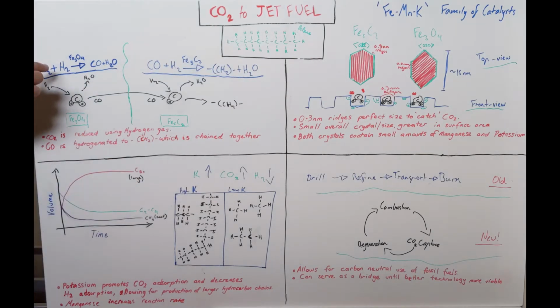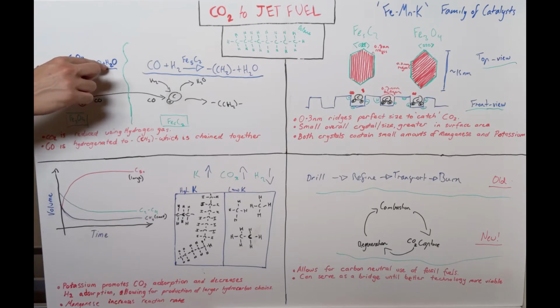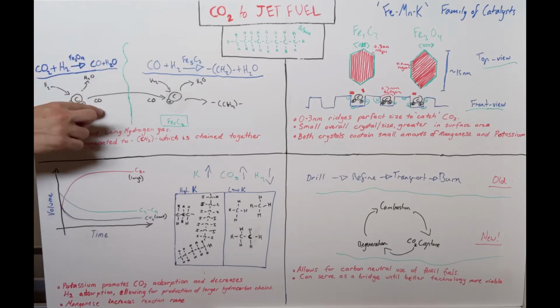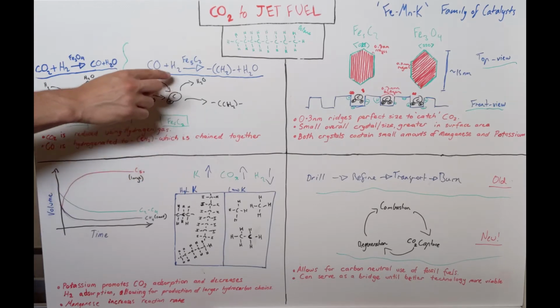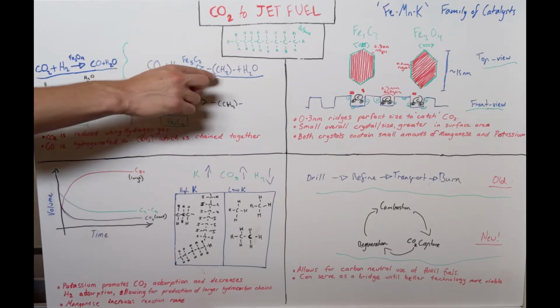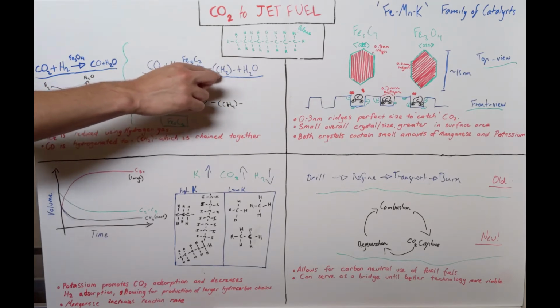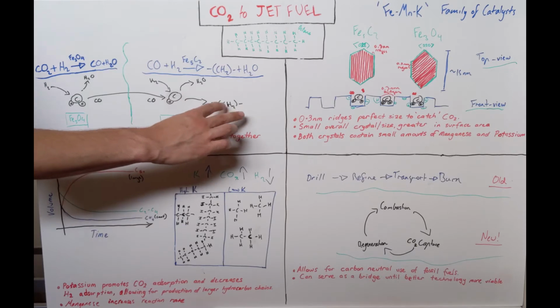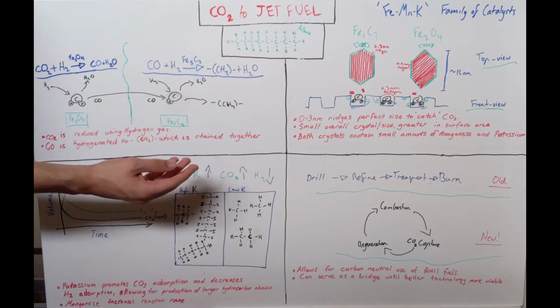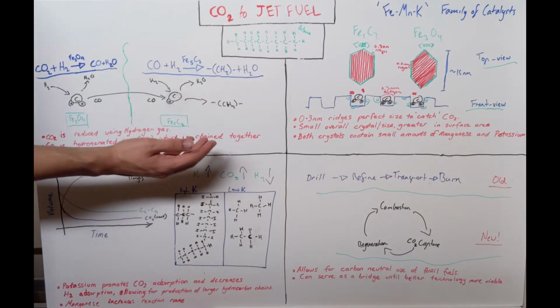We start off with CO2, which is reduced using hydrogen gas in the presence of an iron oxide catalyst to get carbon monoxide and water. And we see that carbon monoxide then moves over to a second catalyst, an iron carbide catalyst, where we then add more hydrogen gas and we get something called a methylene molecule. And the significance of the methylene molecule is it has 2 little arms, and that helps it basically chain together with other similar methylene molecules.